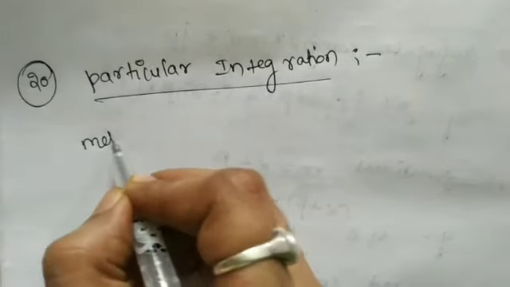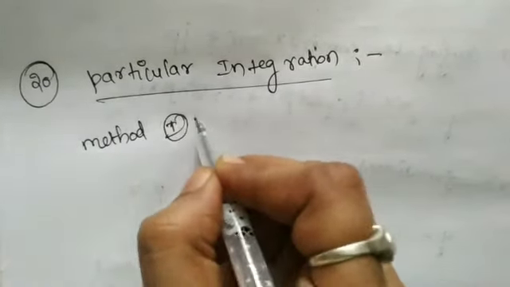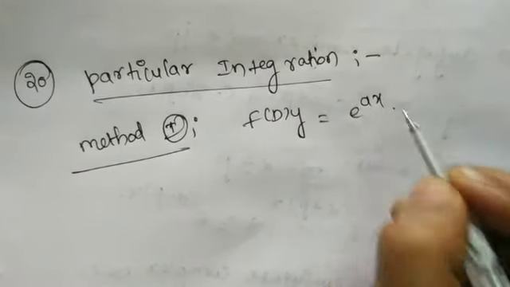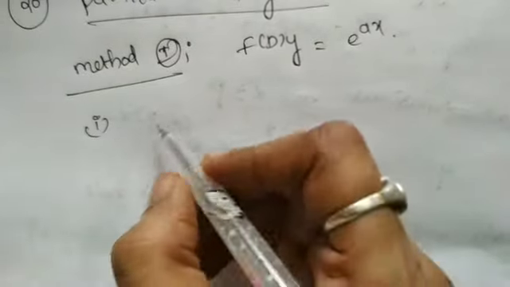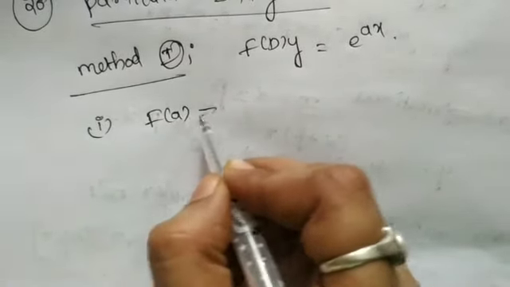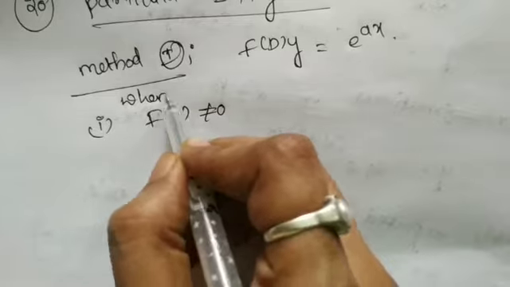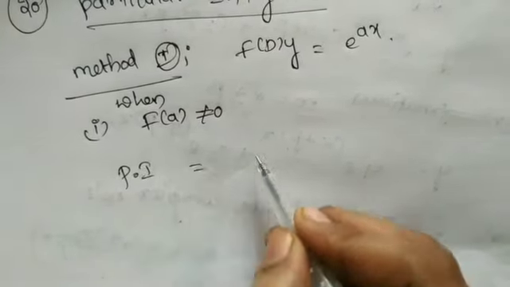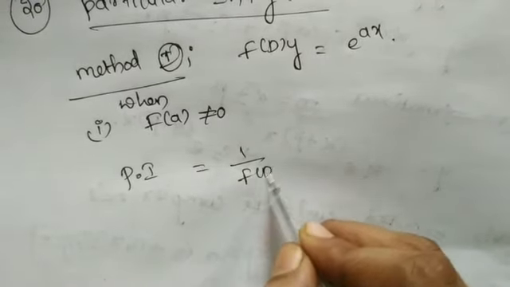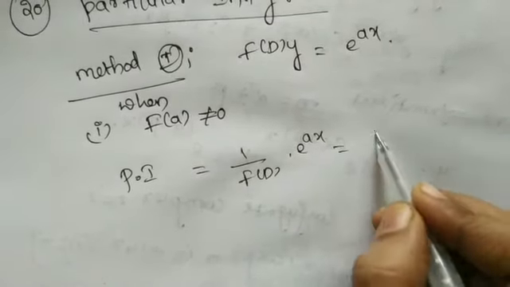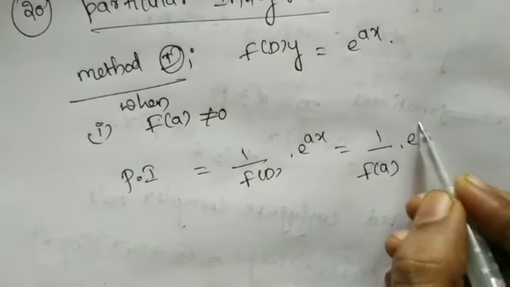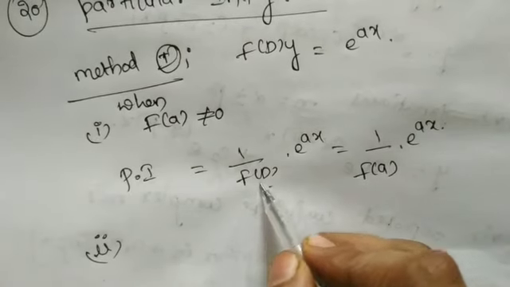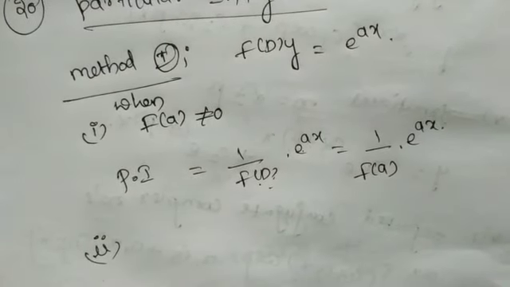Integration. First method, method 1. If f(D) y = e^(ax). In this we have two cases. When f(a) is not equal to 0, the particular integral is 1/f(D) e^(ax), that is 1/f(a) e^(ax). So substituting D = a in place of D.